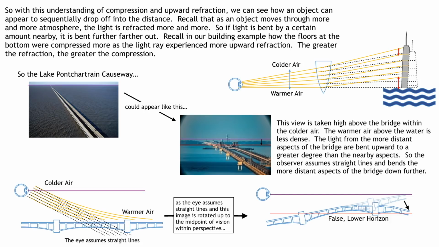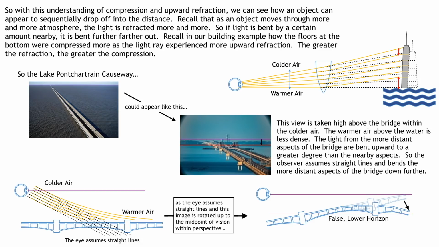So the Lake Pontchartrain Causeway, for example, in the photo there, which is essentially two parallel lines along Lake Pontchartrain, could appear to be something like this, which is being curved downward. So this view is taken high above the bridge within the colder air. The warmer air above the water is less dense. The light from the more distant aspects of the bridge are bent upward to a greater degree than the nearby aspects. So the observer assumes straight lines and bends the more distant aspects of this bridge down further, just like we dropped our mountain, just like we dropped the buildings, and so forth.